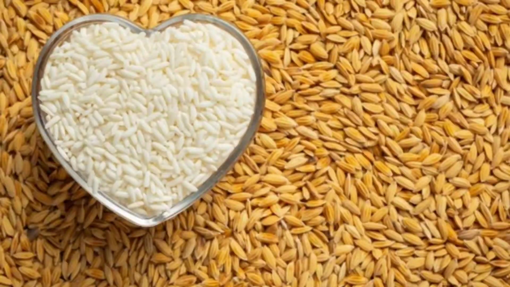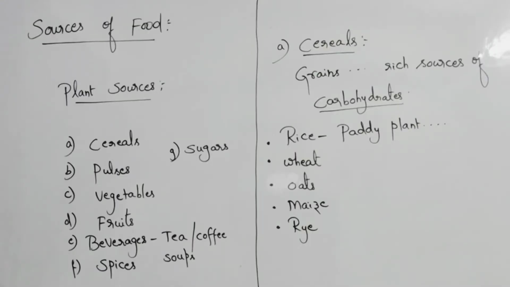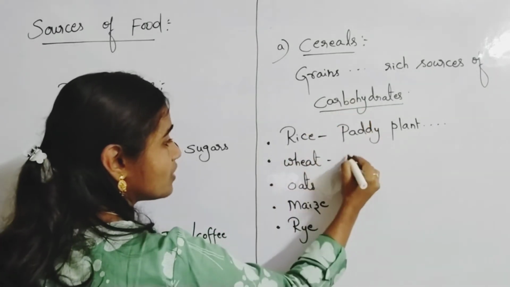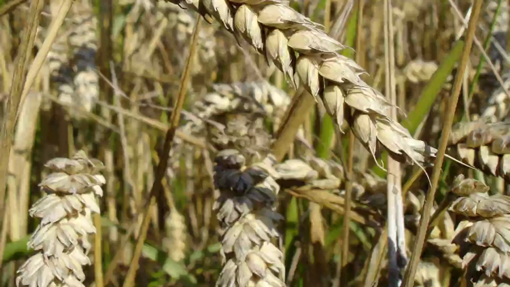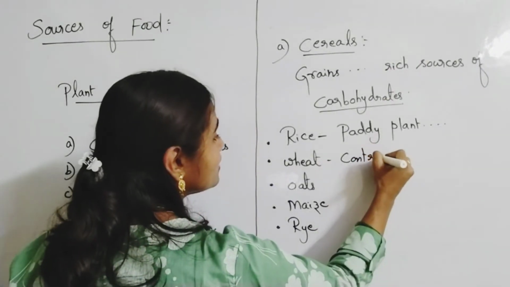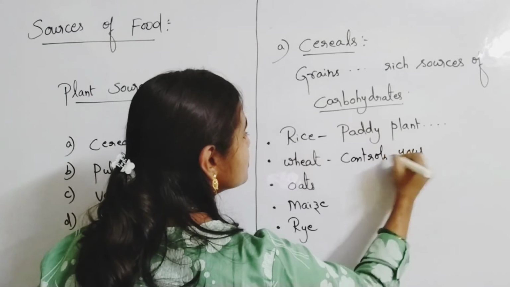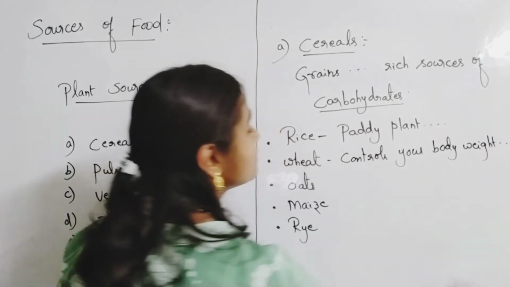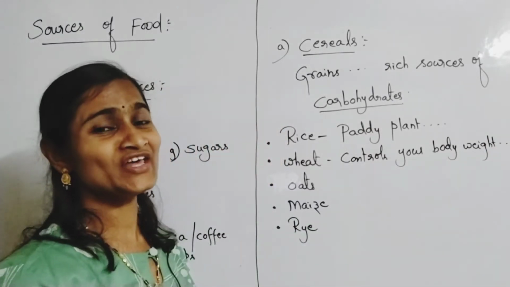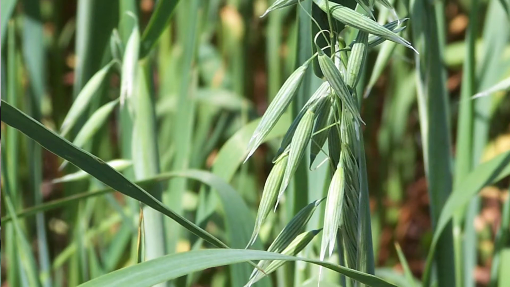Next, wheat. Wheat is also a rich source of carbohydrates, and it protects our body against diseases. It helps in controlling your body weight. Body weight can be controlled by the intake of wheat. So wheat is a very important cereal product.